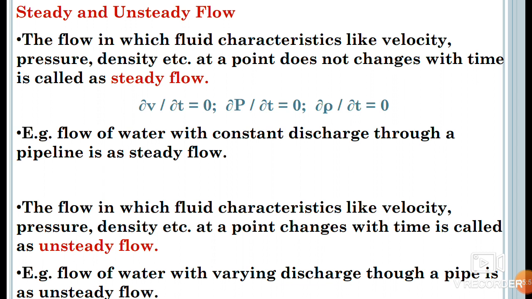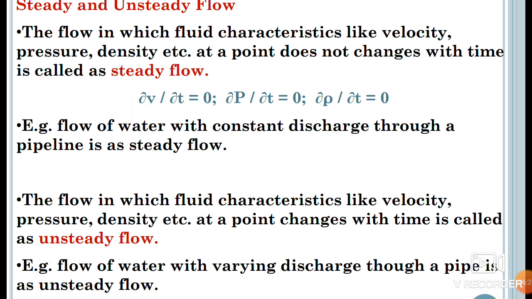Velocity, pressure and density are different characteristics of a fluid, and if these characteristics are not changing with time, then that type of flow is known as steady flow. So we can write it in the form of an equation as ∂v/∂t = 0, ∂p/∂t = 0, ∂ρ/∂t = 0. Change in pressure, change in velocity, change in density, everything is 0 with respect to time.